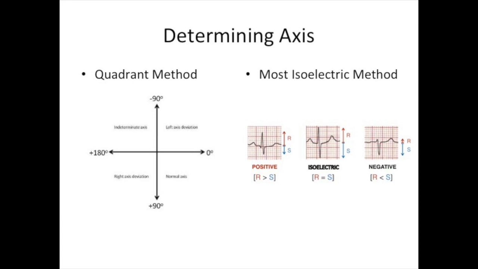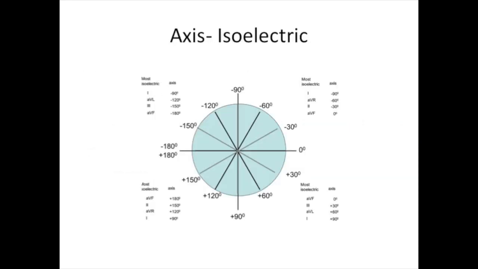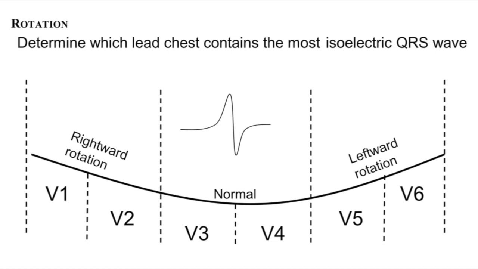And it's important to know, well, what is isoelectric? It means the deflection of the electrical trace is equally positive and negative. So what you do is you find the most isoelectric limb lead, and the axis is perpendicular to this lead on the diagram in your lab manual. And for rotation, which is really the same thing as axis, but looking at it in the horizontal plane, we again find the most isoelectric lead and use the diagram in the lab manual to identify the exact rotation.